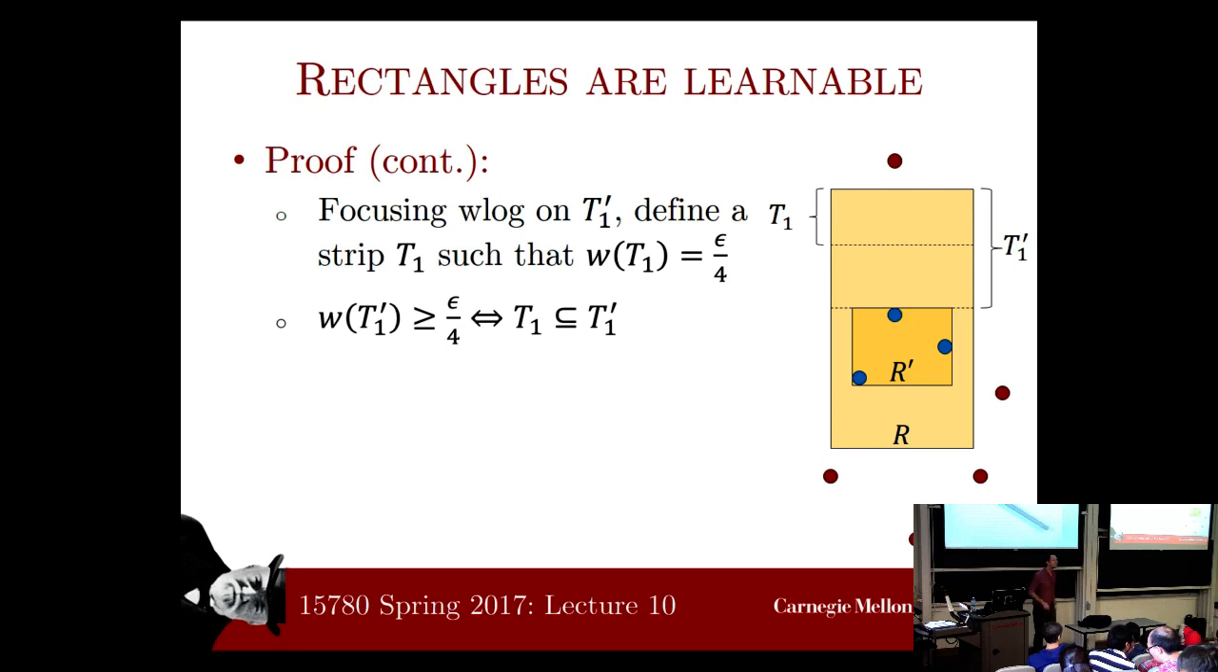Are we assuming that R prime is containing R? We don't need to assume that. What we've assumed is that R is the truth, the true labeling. And we defined R prime to be the tightest fit around the positive examples. Every positive example is contained within R, so the tightest fit around the positive examples is definitely going to be contained within R. It's a really good point, but we don't need an additional assumption.